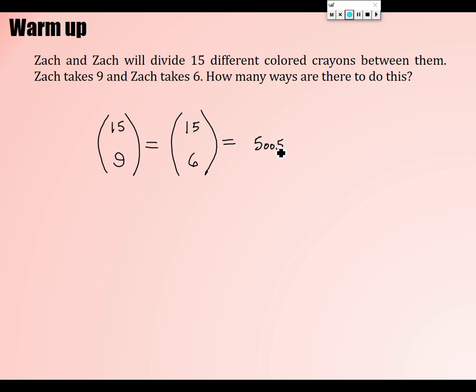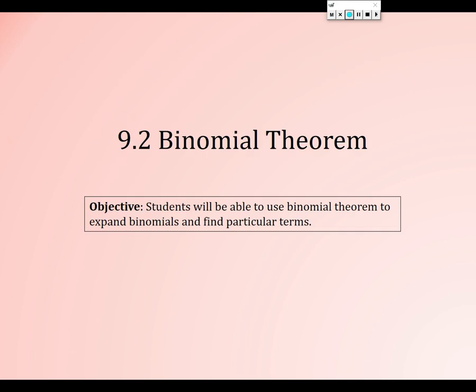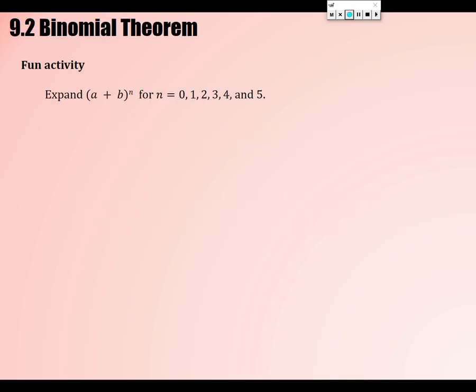All right. Well, let's switch gears a little bit. We're going to step away a little bit from combinatorics today and do some algebra. So we're going to talk about something called the binomial theorem and its applications. So we'll see what we can do with this.